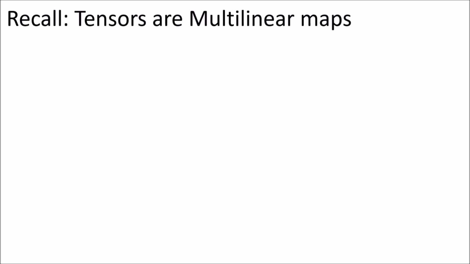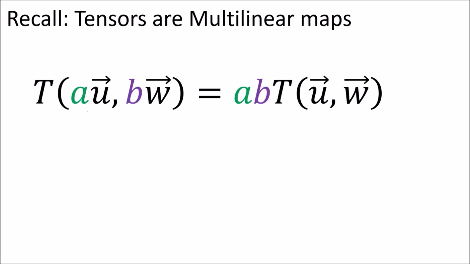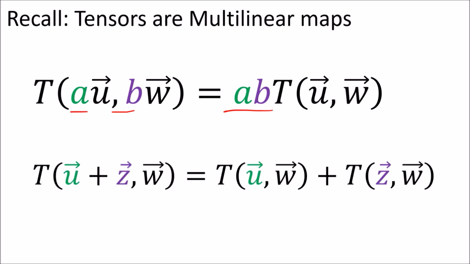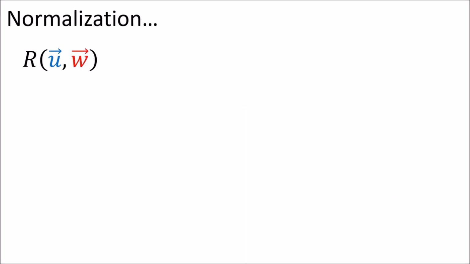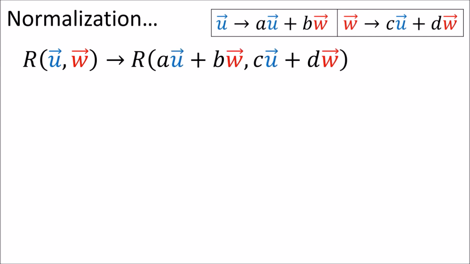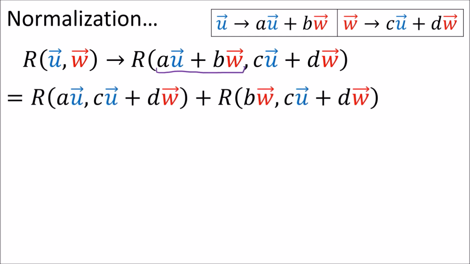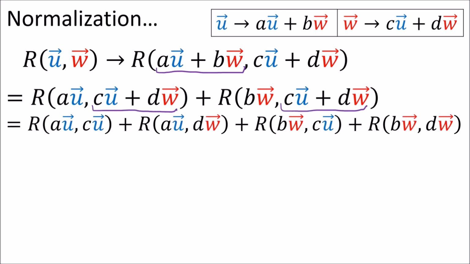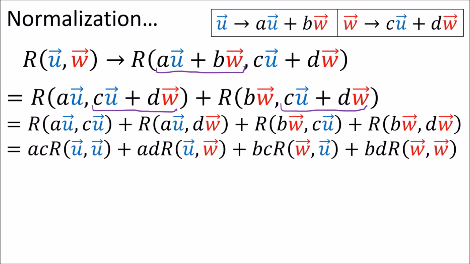So recall that since tensors are multilinear maps, we can either scale the input or the output and get the same result, and we can either add the inputs or add the outputs and get the same result. When we start with the Riemann tensor of U and W, and then change to a new pair of vectors in the same plane, we can use multilinearity to split this sum in the first input into two terms. Then we split these sums in the second input into two terms each. Then we use multilinearity to put all these scalars out in front.